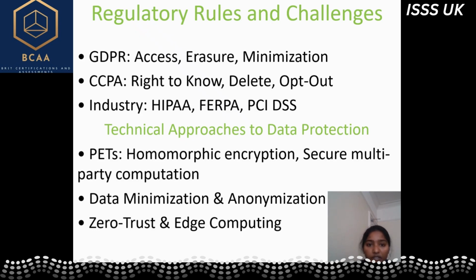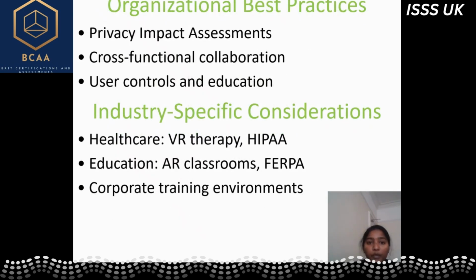Coming to the technical solutions, they are essential. Privacy-enhancing technologies like homomorphic encryption and secure multi-party computation safeguard data during processing. Techniques like anonymization and edge computing help minimize data exposure, and a zero trust model enhances security. Organizations must proactively assess privacy risk using tools like privacy impact assessments, collaboration across departments, transparent user controls, and user education, all critical components of a holistic data protection strategy.